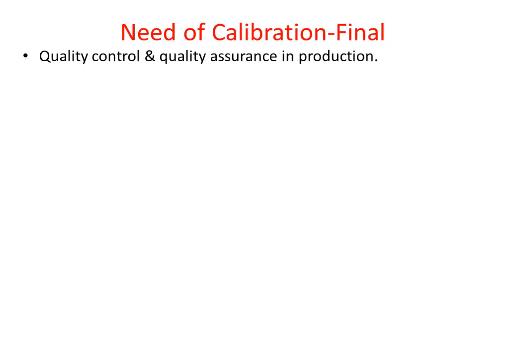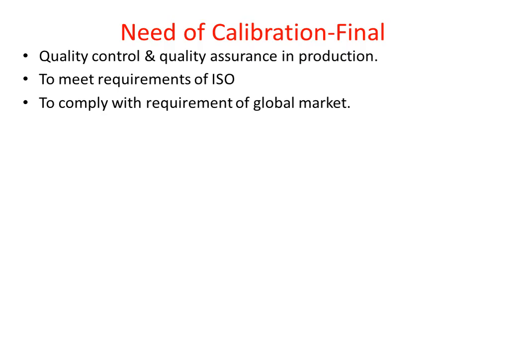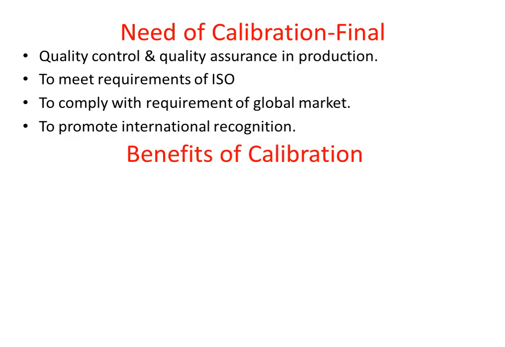So need of calibration in final words. So quality control and quality assurance in production is to be assured by calibrating the measuring instruments. To meet the requirements of ISO, to comply with the requirements of global market, to promote the international recognition, we need calibration of measuring instruments.